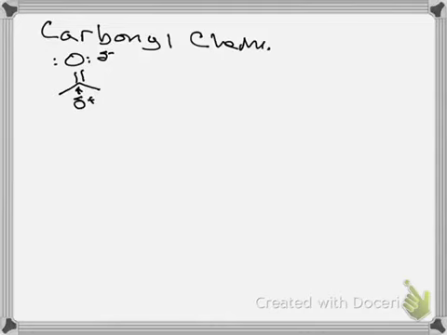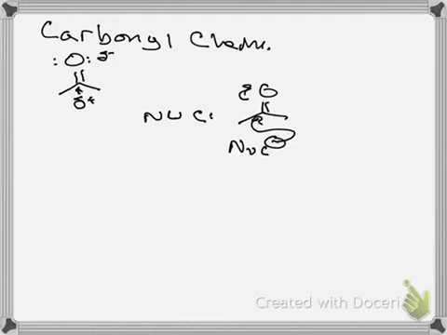Now, there are a variety of different types of carbonyl chemistry that you can do. For example, there's the nucleophile path, in which the nucleophile attacks the carbon, opens it up, and your intermediate looks like that.